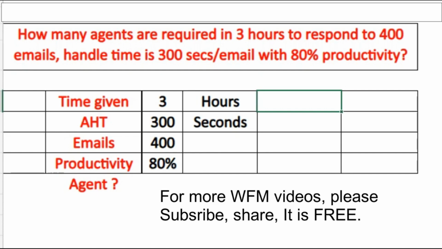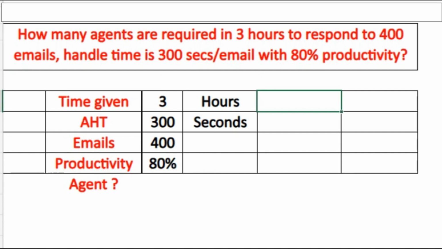So now let's find out. The question is: how many agents are required in 3 hours to respond to 400 emails, if the handle time is 300 seconds per email with 80% productivity? So we have time given, that is 3 hours, AHT is 300 seconds, emails 400, productivity 80%. On the basis of these components, we have to find out the number of agents required.